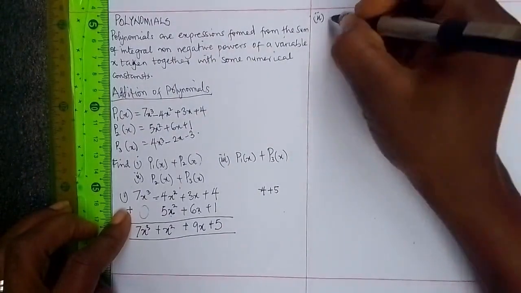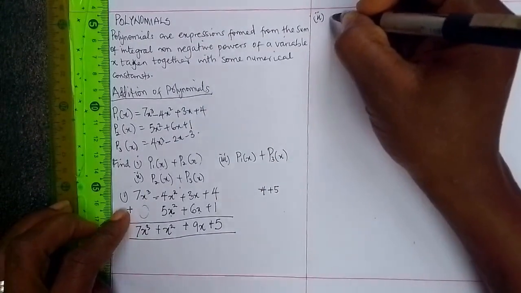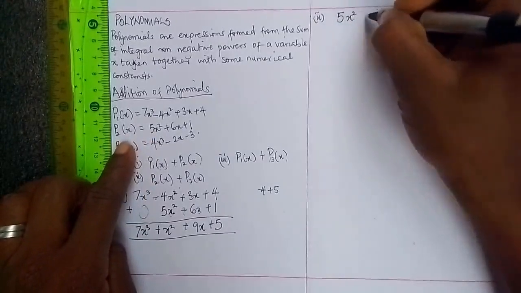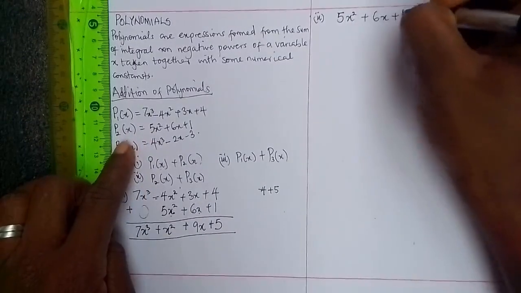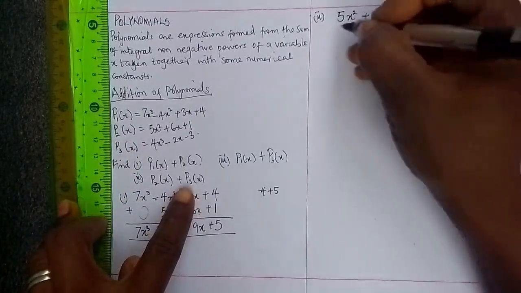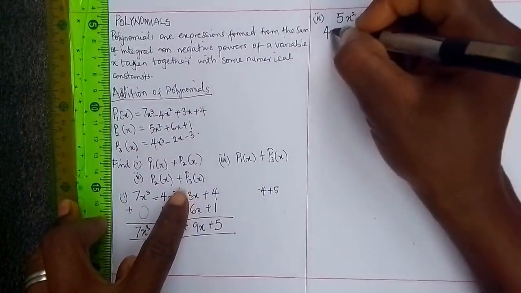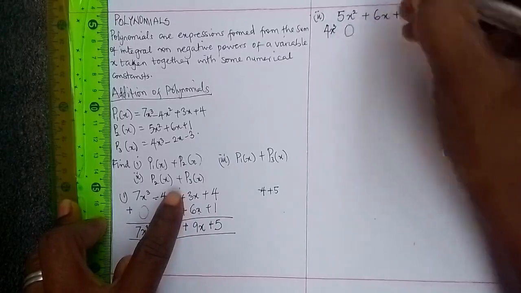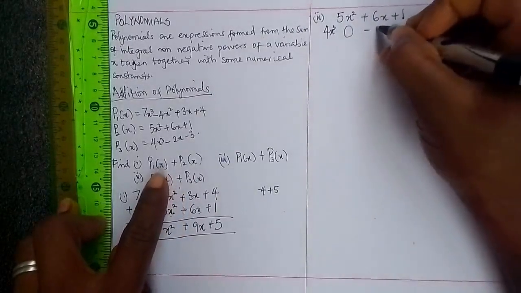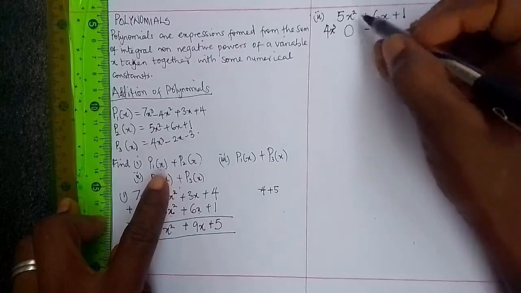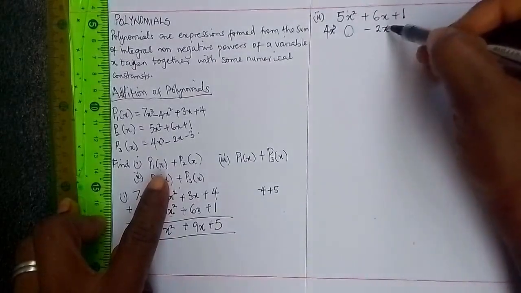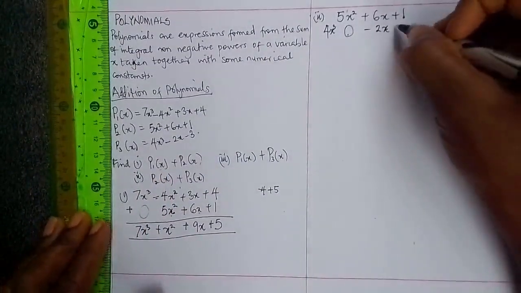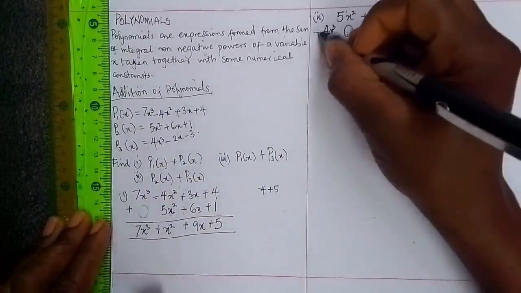The second one says p2 of x. p2 of x is 5x squared plus 6x plus 1. p2 of x plus then 4x raised to the power of 3. There's no number here, so we assume there's a 0 there. Minus under the 2. You see the way I'm arranging them. I will not put a number here because the powers are not the same. So minus 2x minus 3.